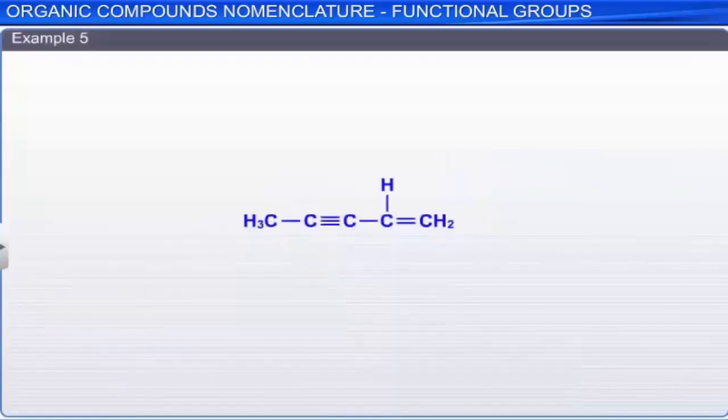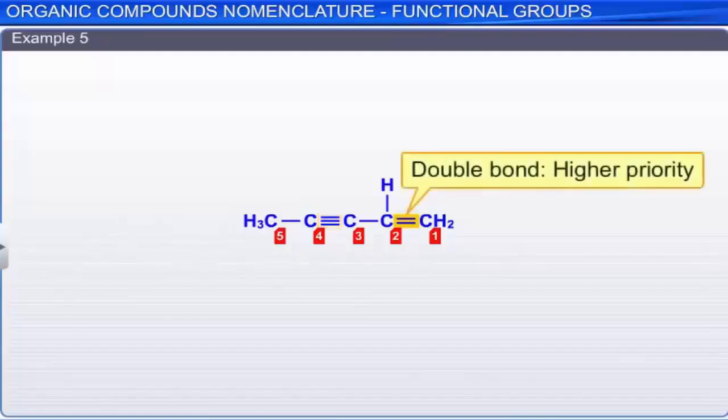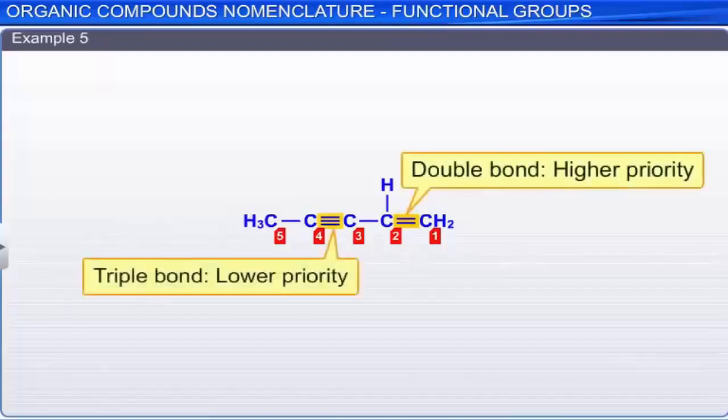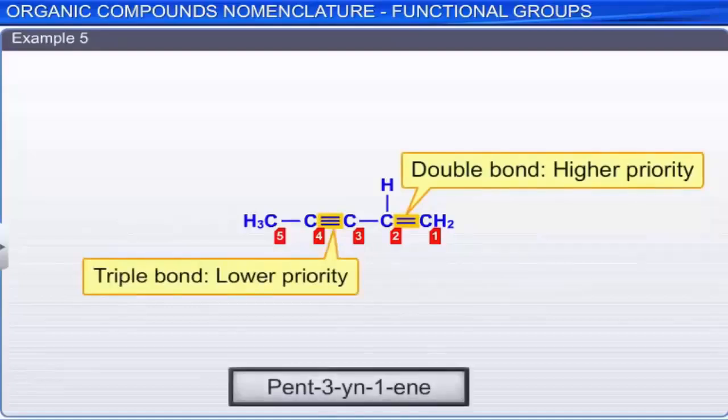On the other hand, in the next compound shown here, there is a double bond and a triple bond. In IUPAC nomenclature of organic compounds, a double bond gets preference over a triple bond. Hence, the name of the compound will be pent-3-yne-1-ene.